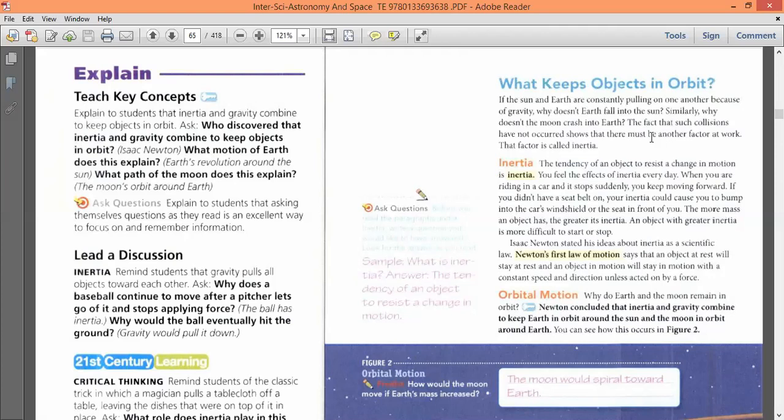Isaac Newton stated his idea about inertia in a scientific law, which is Newton's first law of motion. It says that an object at rest will stay at rest; it will not move. If you leave anything on your table and you travel for 5 years, 10 years, 20 years, after coming back you will find it without any change, because if there is no external force acting on it, it will stay at rest, it will keep its state.